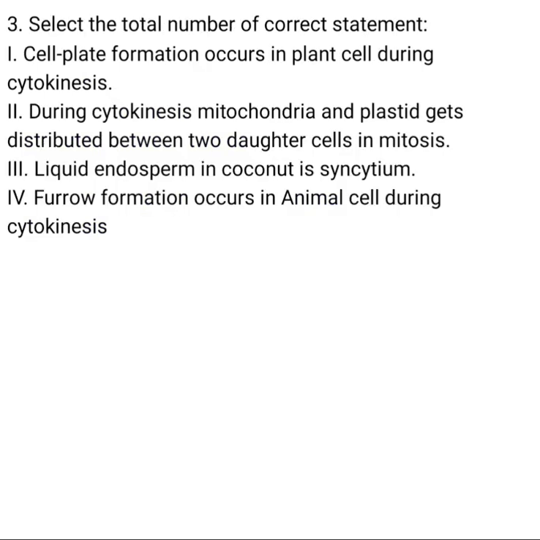Right. Select the total number of correct statements. 1. Cell plate formation occurs in plant cell during cytokinesis. 2. During cytokinesis, mitochondria and plastids get distributed between two daughter cells in mitosis. 3. Liquid endosperm in coconut is syncytium. 4. Furrow formation occurs in animal cell during cytokinesis.